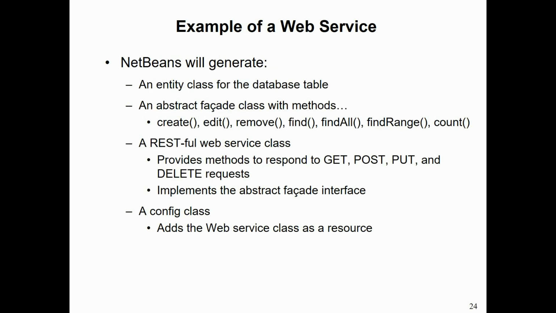Now, the abstract facade class will define methods create, edit, remove, find all, find range, and count. We can edit this and put in more if we want to, but those are the general things that are generated. We will find in the RESTful web service methods to respond to the 4 HTTP requests. And the configuration class will register that web service as a resource in the server. And that will make it available for requests from clients.